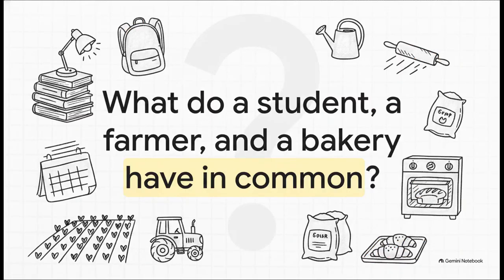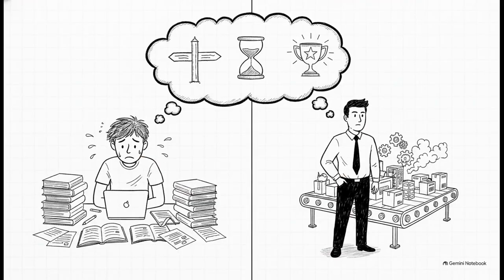So, what do a student, a farmer, and a local bakery actually have in common? I know it sounds exactly like the setup to a joke, right? But seriously, think about the everyday reality of these three vastly different scenarios. A student planning out their evening, a farmer planting next season's crops, and a bakery desperately preparing for the morning rush. Well, the real common thread here is that everyone, from a student cramming for exams to a business owner managing production, needs a truly systematic way to optimize their lives.